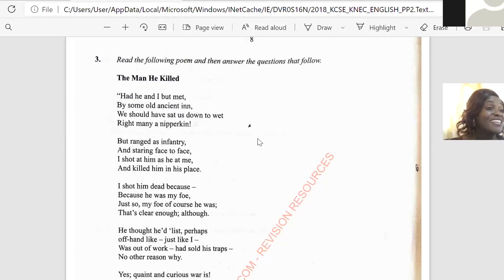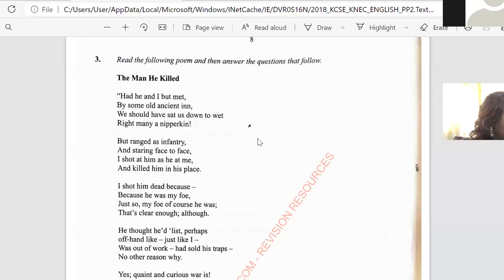Then there is direct address, the use of you. You shoot a fellow, you, direct address. You shoot a fellow, the you, underline the you. That is direct address. Then there is assonance. I killed him in his place, the I sound. Underline that sound, the vowel. I killed him in his place, underline that vowel sound. In the second stanza, the last line.